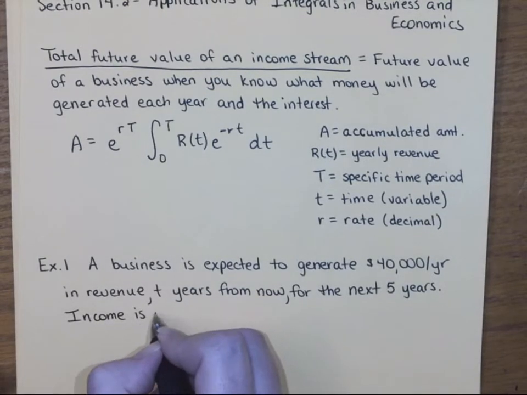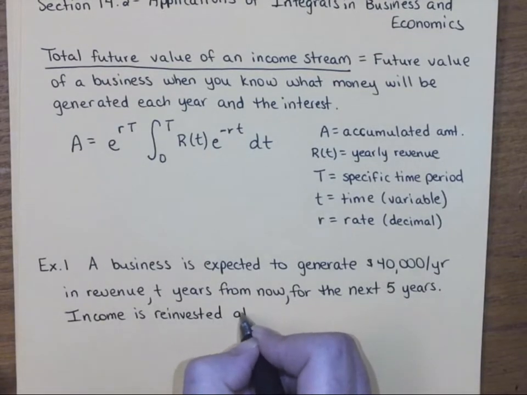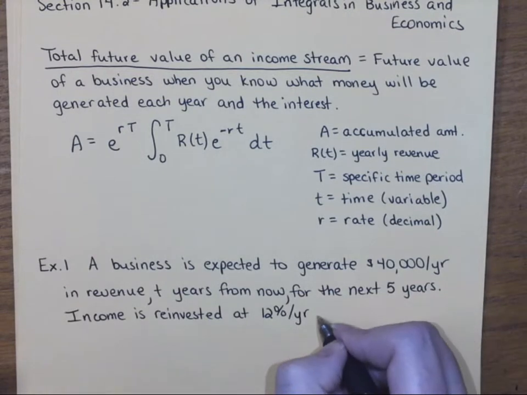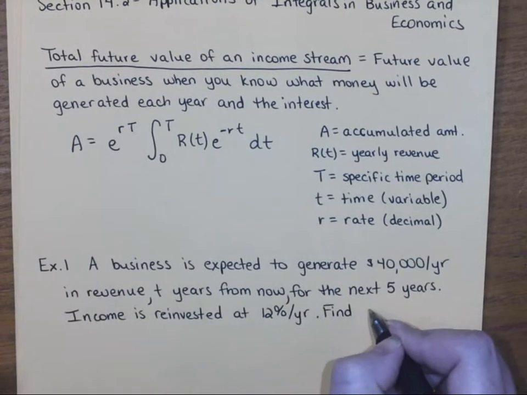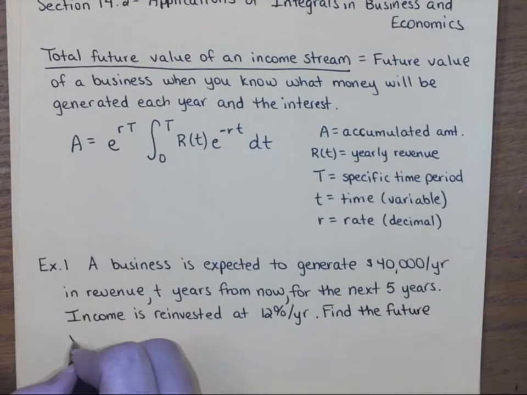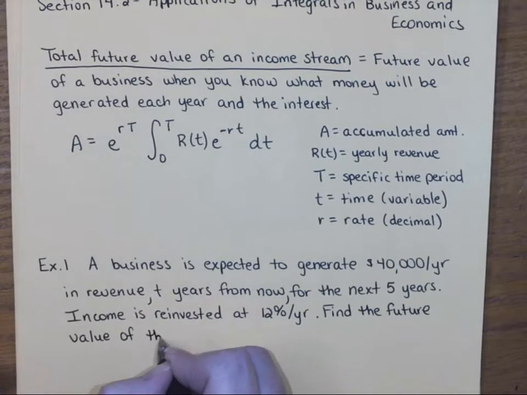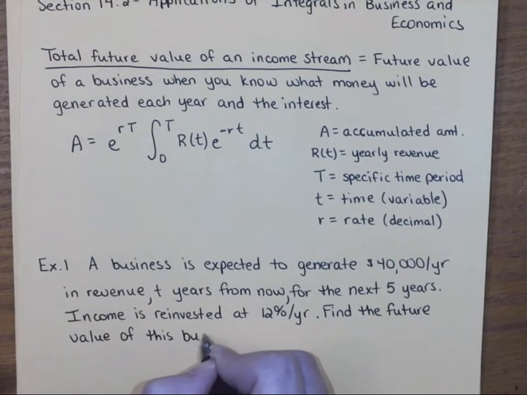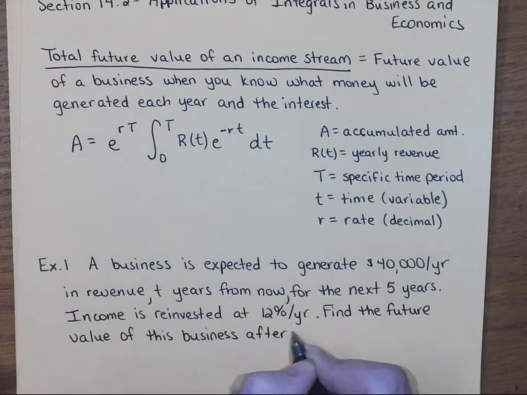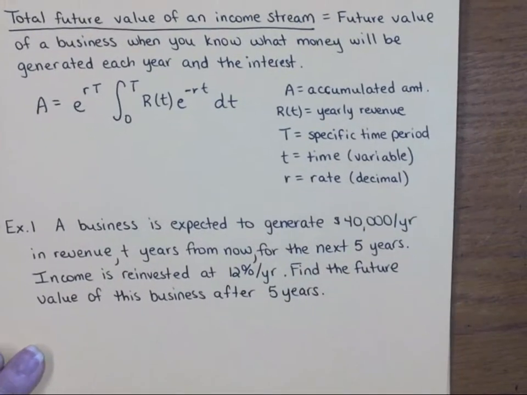Let's say that income is reinvested at 12% per year. That's just where the interest comes in. And I want you to find the future value of the business after 5 years. So we have this income being generated, but then also the business owner is earning interest on the money he has earned each year, and he's investing it back in his business. So find the future value of this business after 5 years.